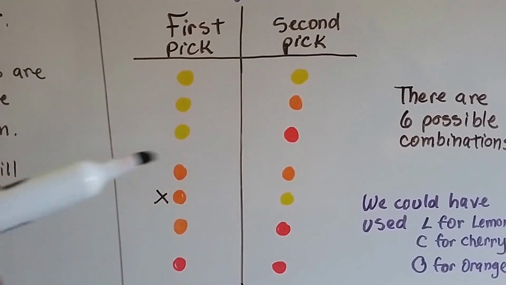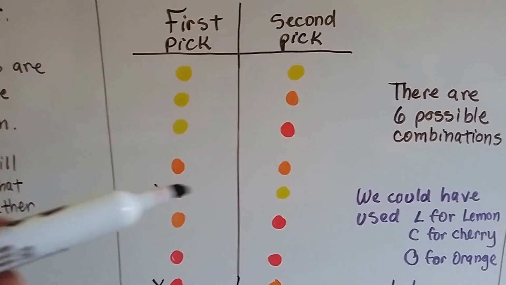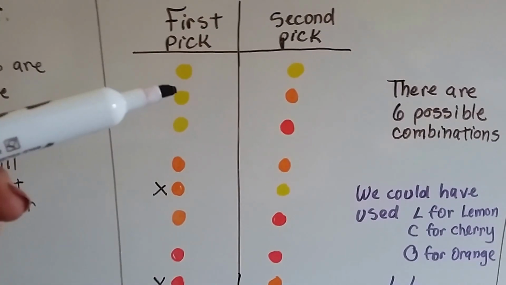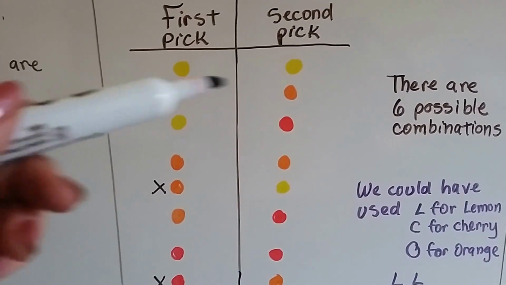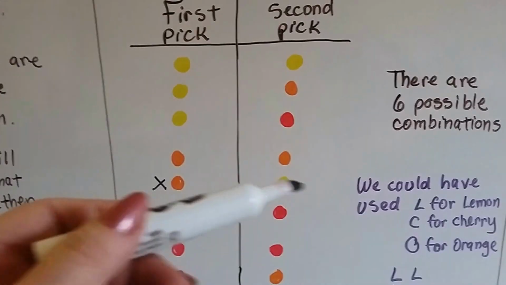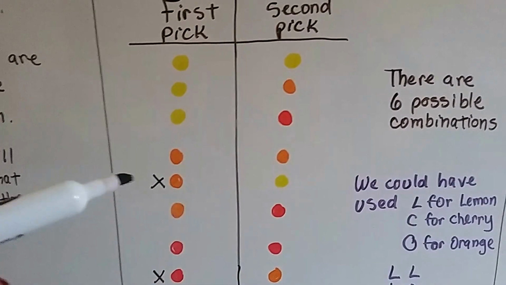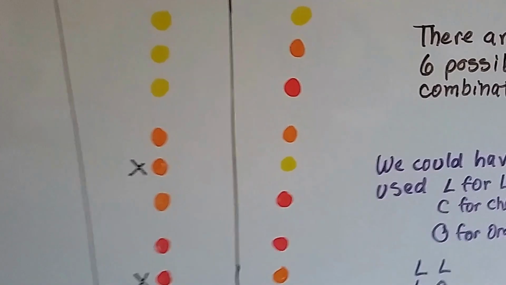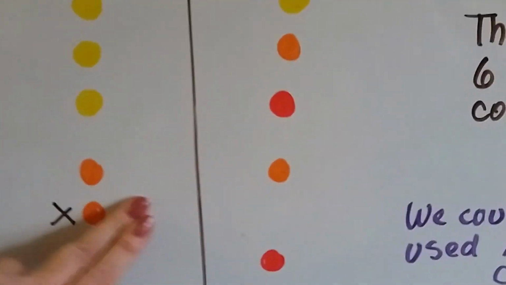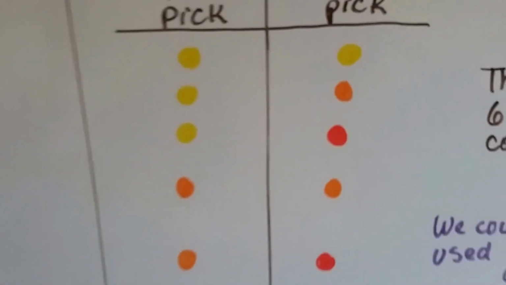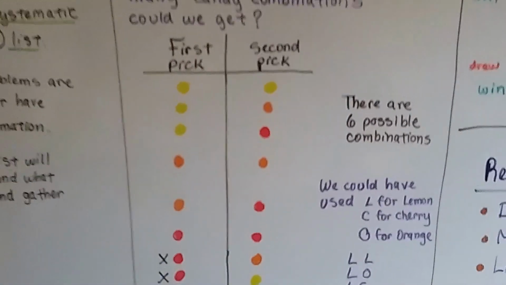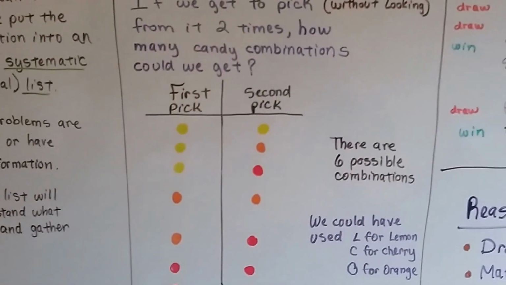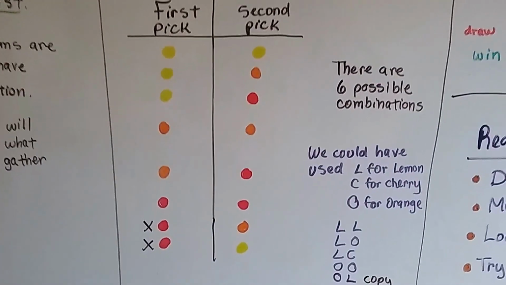Then we pick a lemon and a cherry. Then we pick an orange and an orange. Then we pick an orange and a lemon. But look, we already did that, didn't we? We already have a lemon and an orange. It doesn't matter what order they're in. It's a combination of a lemon and an orange, isn't it? So we have to get rid of this one because it's a duplicate. We need to find the combinations, okay? We need to know what flavored candy combinations we can get.